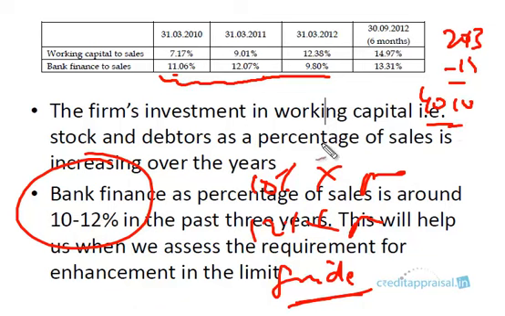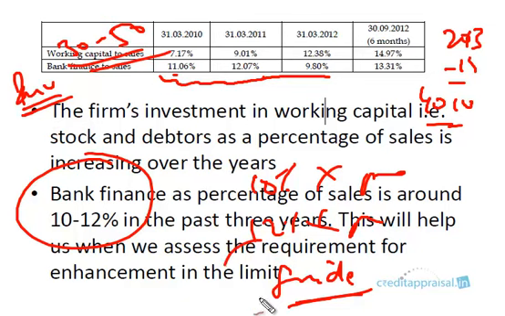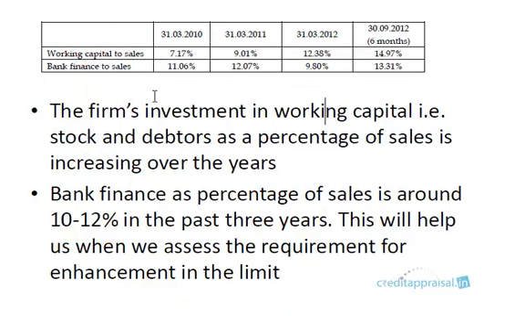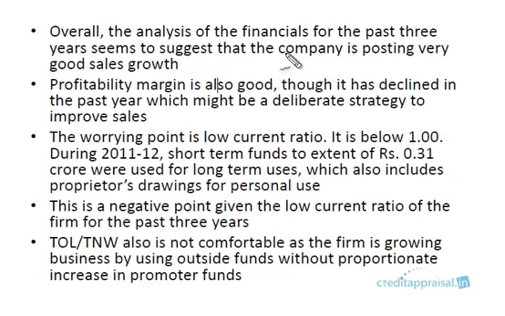Again, we need to be convinced, as discussed earlier, about the inventory holding, why the company is increasing from 30 days to 50 days, right? But this will be a good guide. This ratio, bank finance to sales, will be a very good guide. So overall, the present financial position of the company seems to be okay.